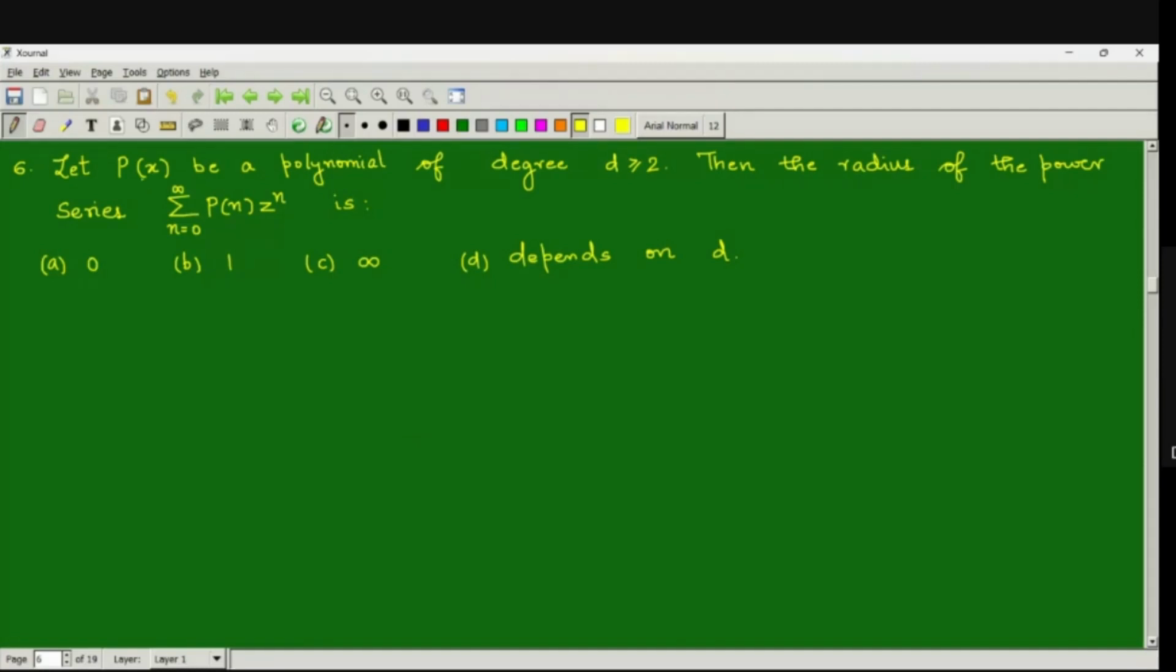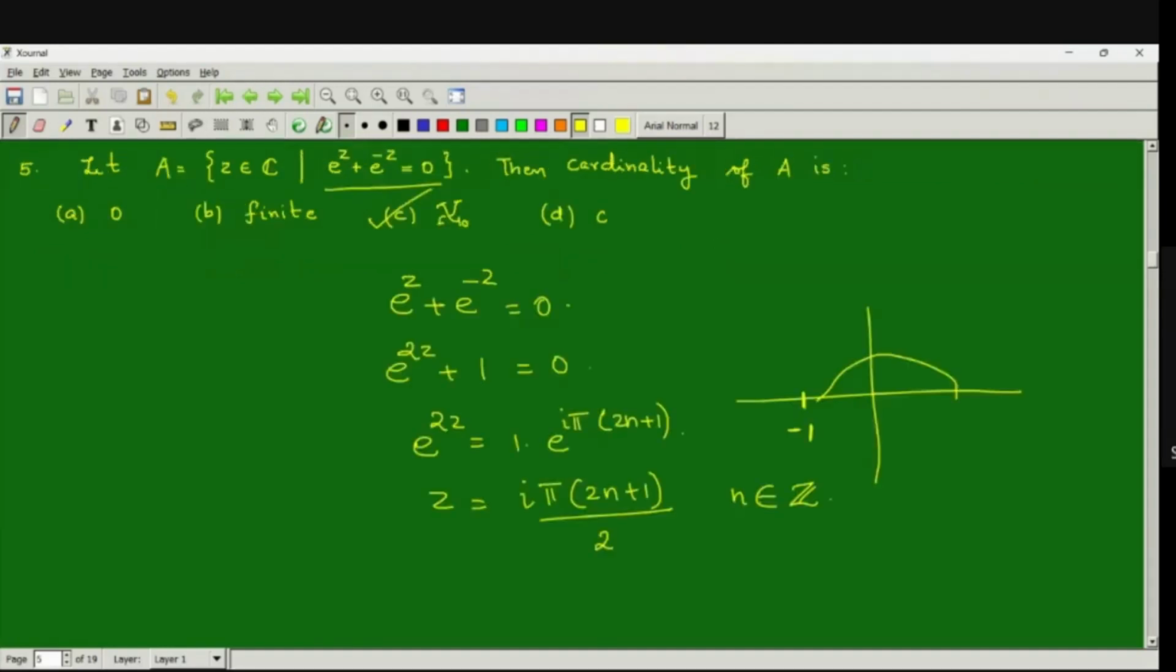Ma'am, what is Z in the previous question? What is Z in the previous question? Yeah, this is called Aleph naught. My handwriting may be bad. So Aleph naught means the cardinality of natural numbers, or the cardinality of a countable set.